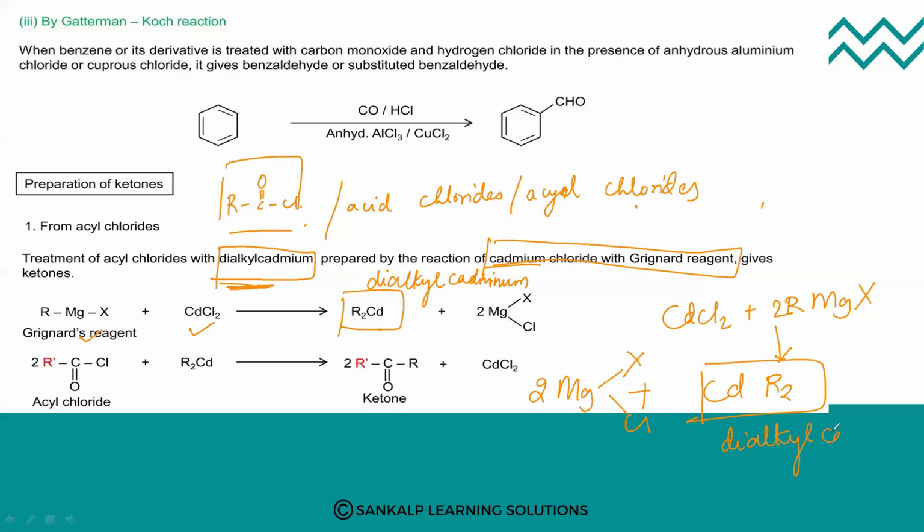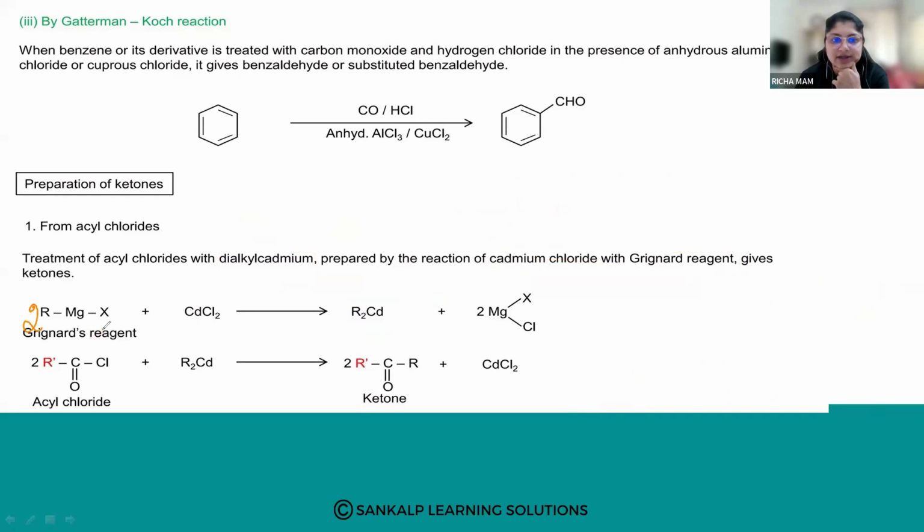This dialkyl cadmium, I'm going to treat it with acyl chloride. Now, the next step. So here you can see Grignard reagent, 2RMgX plus CdCl2, that is your cadmium chloride. Cadmium chloride will give you dialkyl cadmium. Got it? Fine.